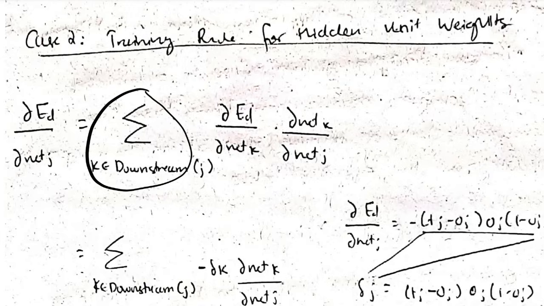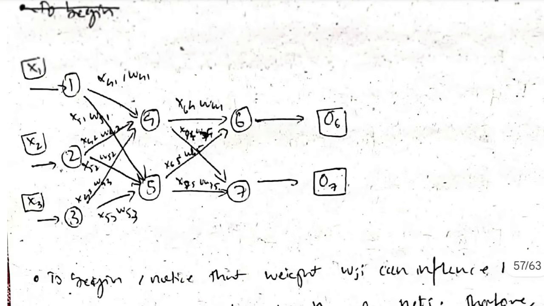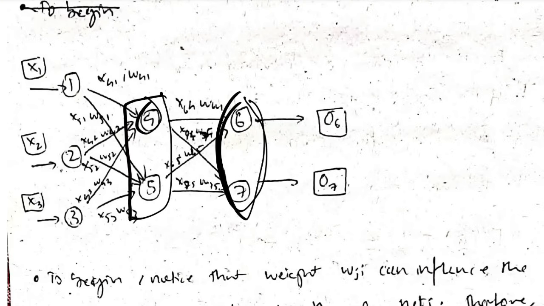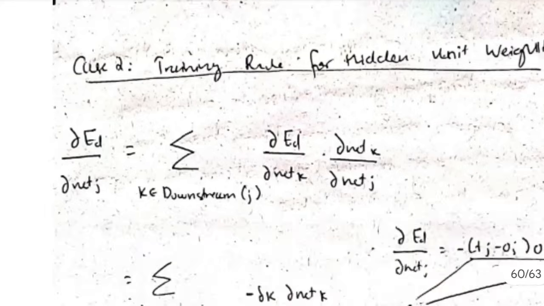Just write a summation here, over k in all downstreams of j. Downstream of j means what? If you want a detailed explanation, downstream means: if I'm considering this one, downstream is this one. For this one, this is the downstream. For this one, this is the downstream. So for each k, I'll be taking these two values. For this one also, I'll take these two values. That's all that I'm doing here.